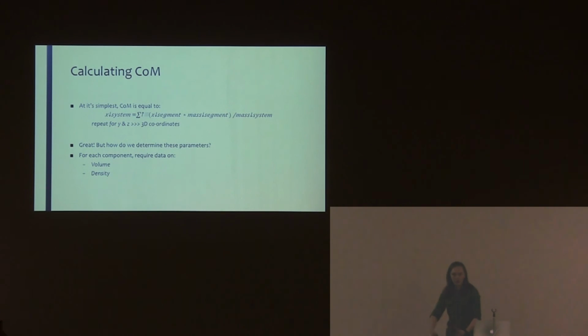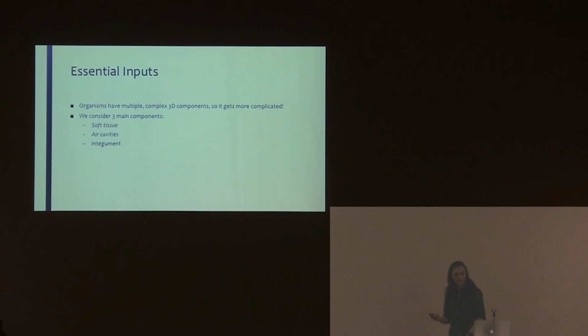So for each component that you want to consider, you need the volume and the density, and this is what's going to keep coming back up. Organisms are complicated. They're not a simple cube. They're 3D. They've got complex geometries, and that just makes it even more complicated. That's just biology for you.